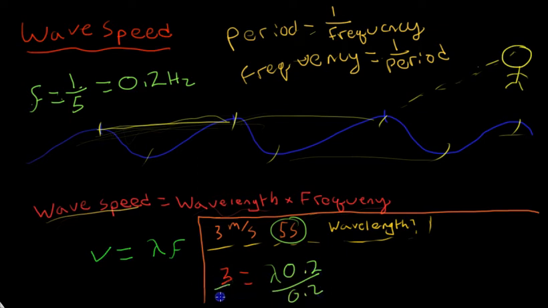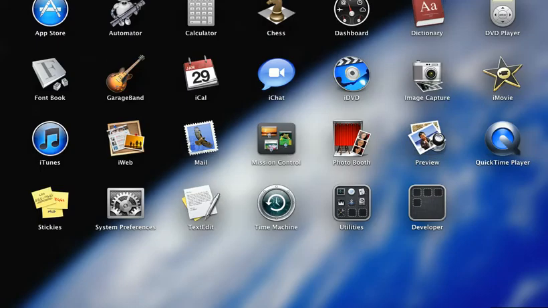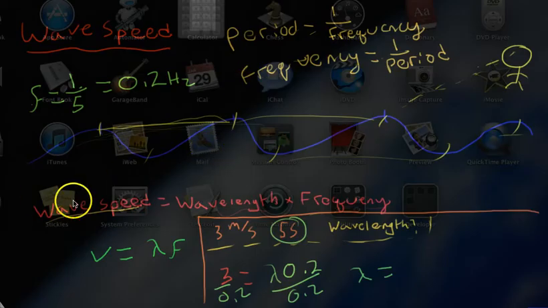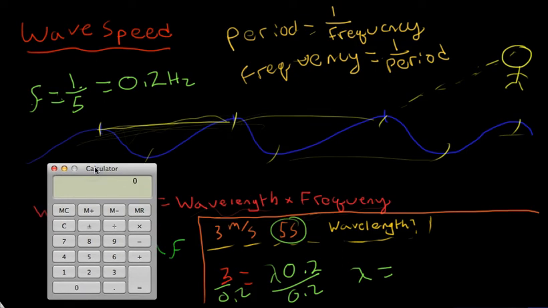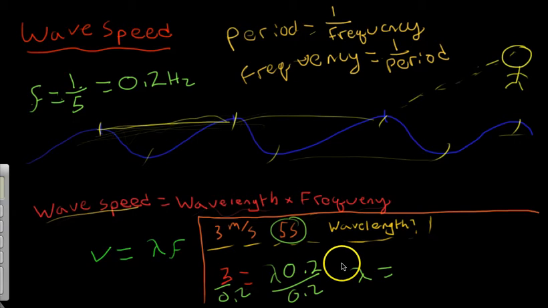3 divided by 0.2, and we get lambda, for wavelength, is equal to, let's do a little calculator action here. Calculating this in my head. 15, right? Just multiply by 5 because 0.2 is 1/5. The wavelength is 15, and we're looking at what are our units? Sorry, I gave the answer away. Our units would be meters, right?